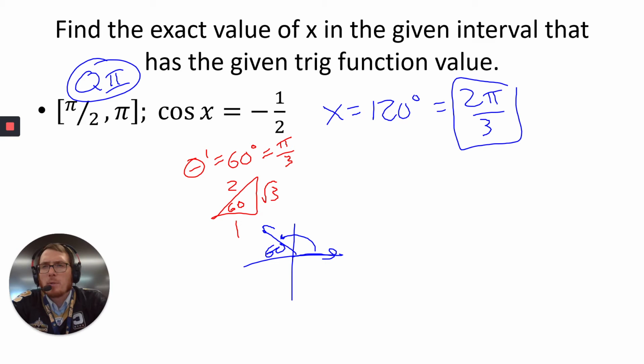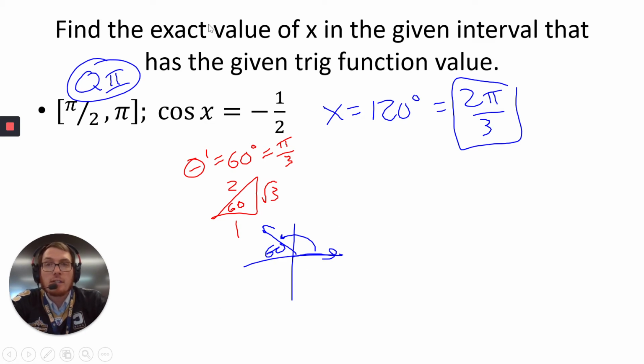The next couple questions have some specific directions. So this one says it's in the given interval, pi over 2 to pi. Pi over 2 is 90, pi is 180. So this is just saying it's from 90 to 180, which means your answer has to be in quadrant 2. All that tells you is where the reference angle needs to be drawn.